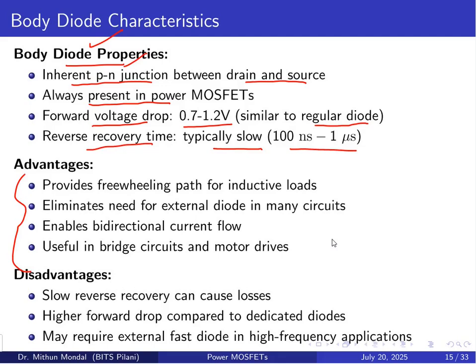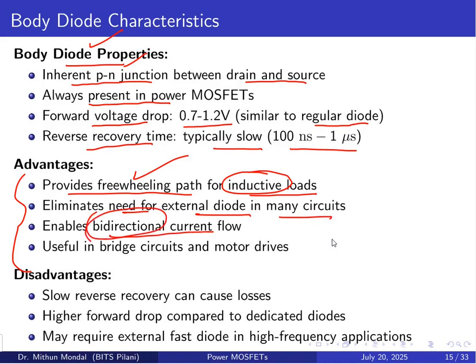Some of the advantages: it provides a freewheeling path for the inductive load. So when you have the inductive load, you will be having a current in the off state, which the freewheeling path will be providing. So it eliminates the need for an external freewheeling diode in other applications, so that we don't need it in many circuits. It enables bidirectional current flow because of this body diode, and it is useful in bridge circuits and motor drives. There are certain disadvantages also.